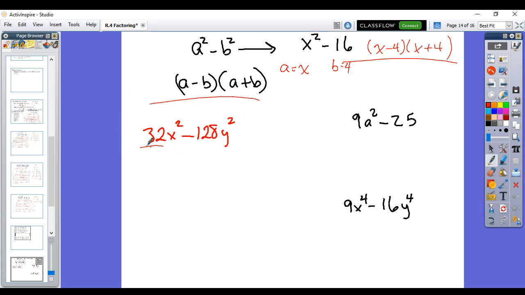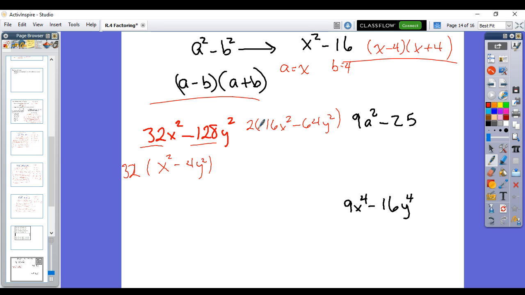Crazy enough, they're both divisible by 32. 32 goes into 32 one time, leaving me just 1x squared, so just x squared, and 32 goes into 128 4 times, giving me 4y squared. Now let's say you didn't know that. If we just divide this by 2 as well, we end up getting 16x squared minus 64y squared.